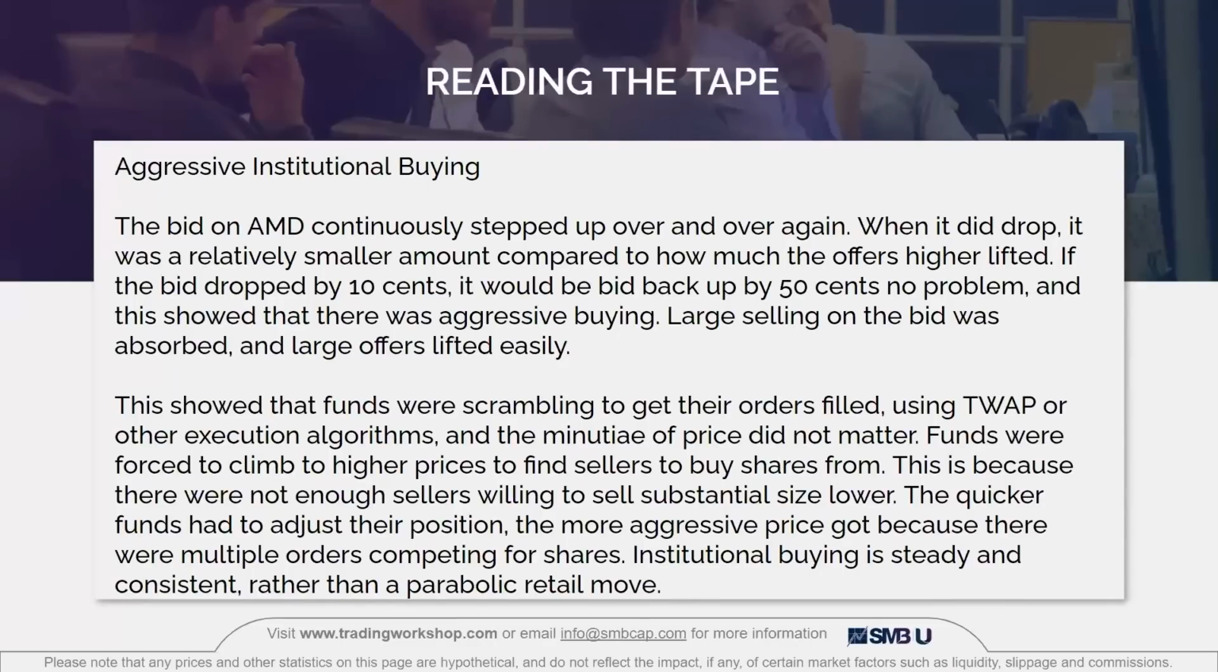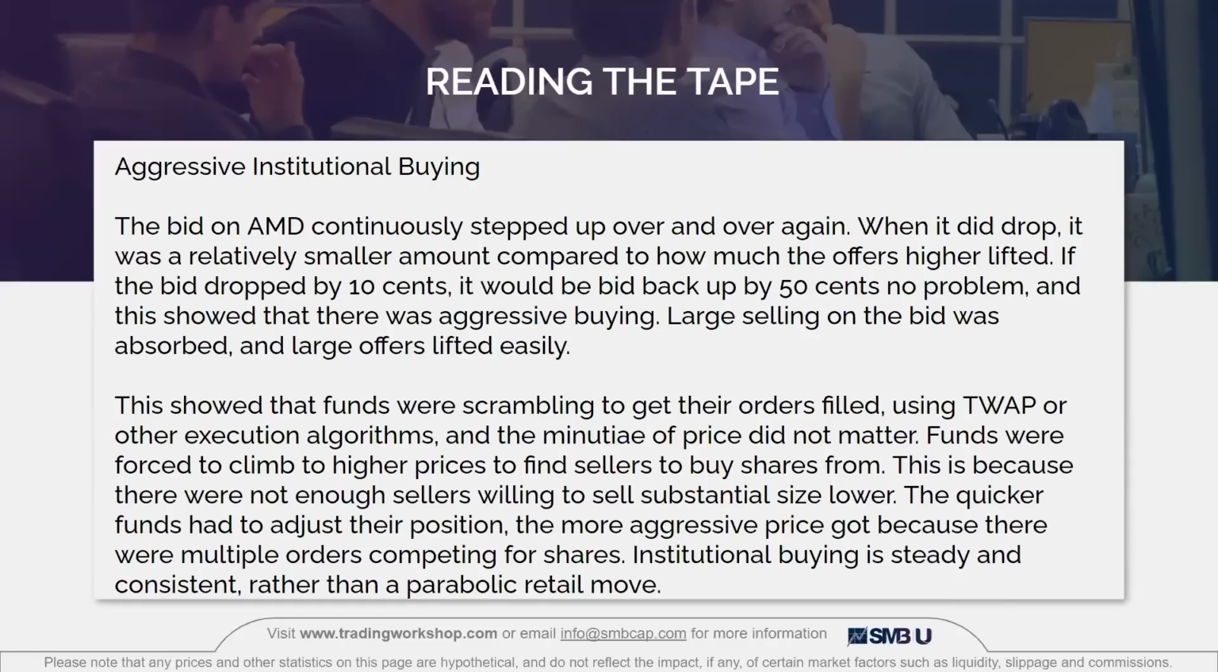In terms of the tape, this was the definition of aggressive institutional buying. The bid on AMD continuously stepped up over and over again. When it did drop, it was a relatively smaller amount than when it was bought back up. So offers lifted higher by a much larger amount than bids dropped. And this shows that there was aggressive buying. Large selling on the bid was absorbed and large offers lifted very easily.